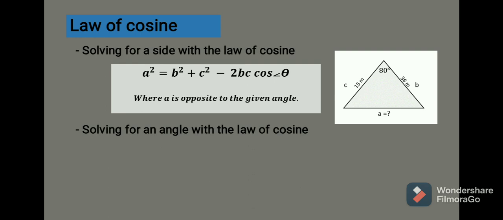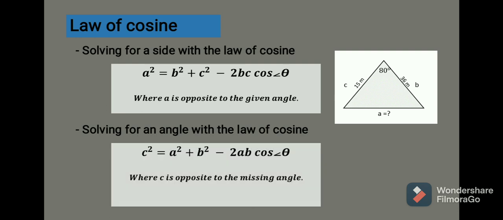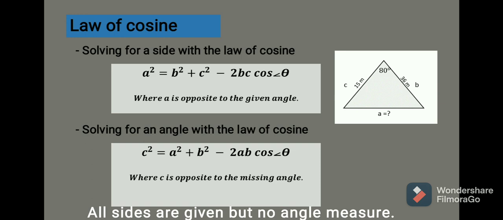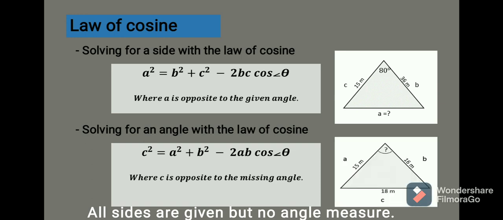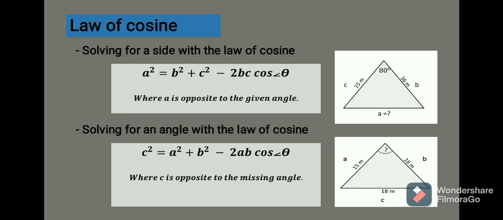Solving for an angle with the law of cosines. So this is the formula: C squared is equal to A squared plus B squared minus 2AB cos angle theta, where C is opposite to the missing angle. This formula will help to find the angle of a triangle when given a triangle with all side lengths but no angle measures, like the triangle on the right side.